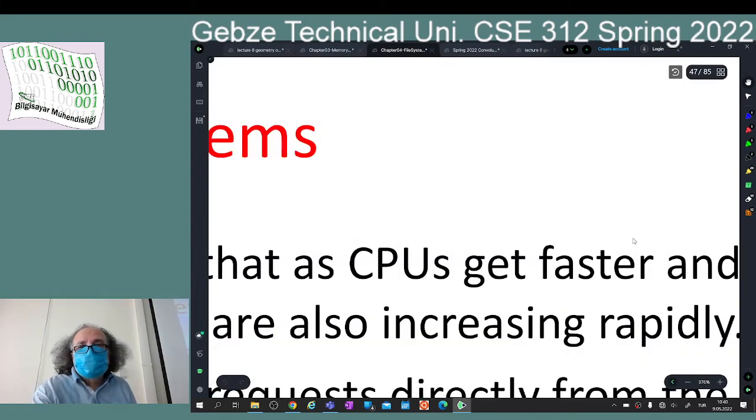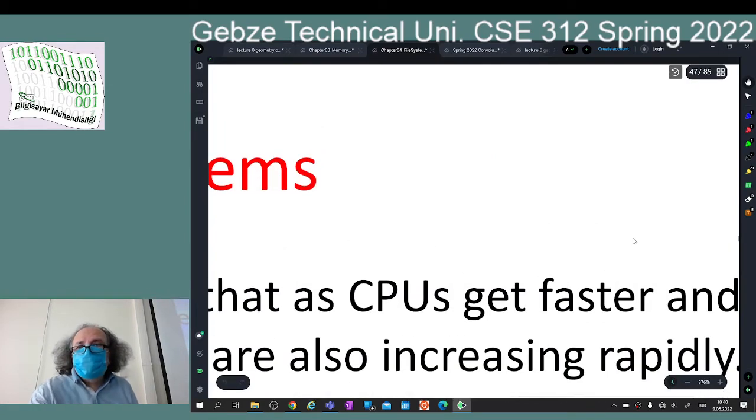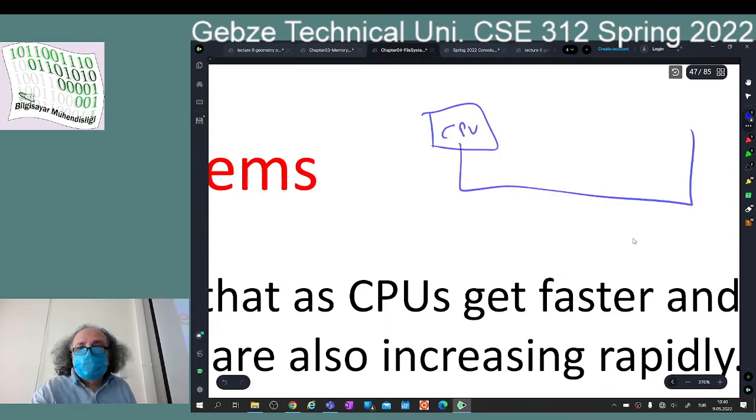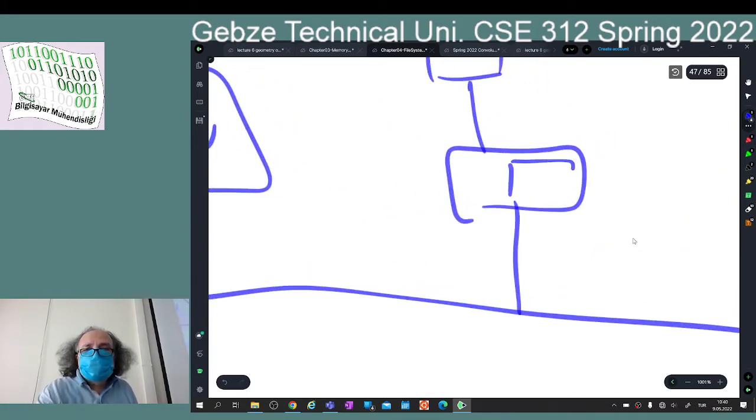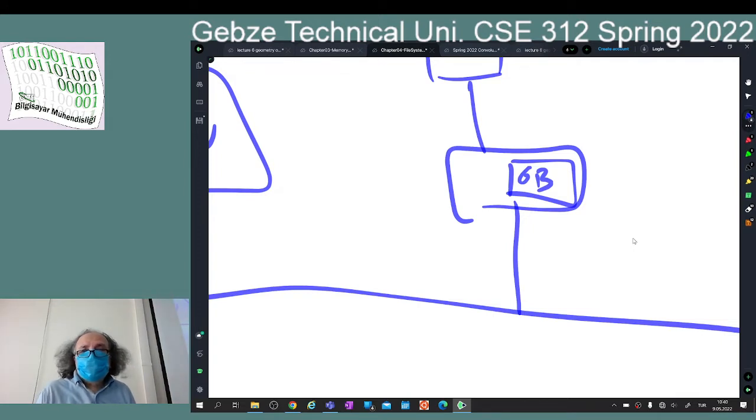This is our CPU. It is connected to my secondary storage, a disk or solid state drive, doesn't matter, through the controller, right? This controller has gigabytes of memory in it, 2 gigabytes of memory as a cache memory. So it can hold lots of data.